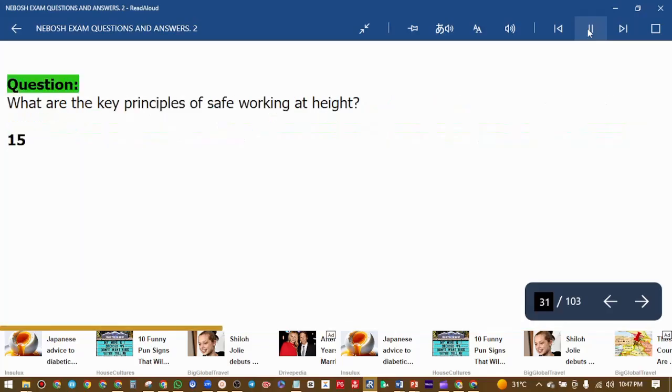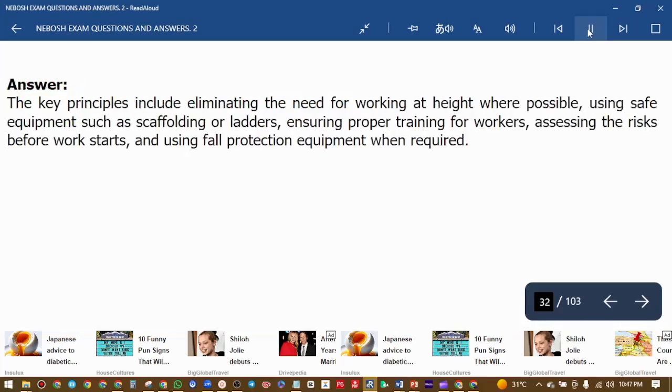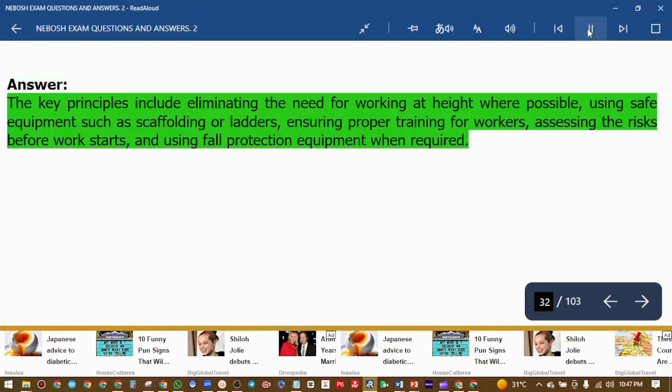Question 15. What are the key principles of safe working at height? Answer. The key principles include eliminating the need for working at height where possible, using safe equipment such as scaffolding or ladders, ensuring proper training for workers, assessing the risks before work starts, and using fall protection equipment when required.